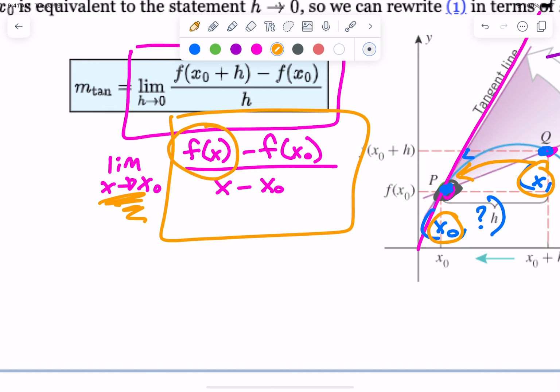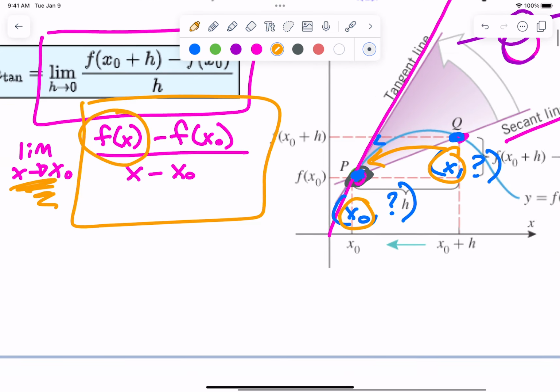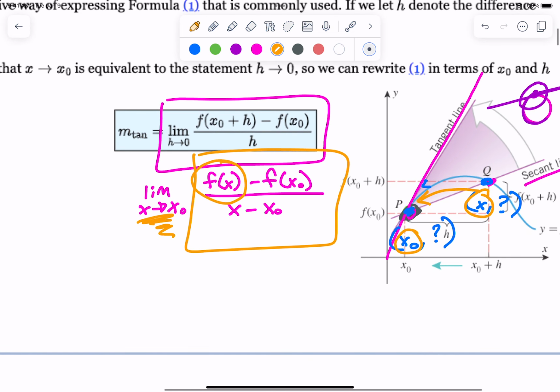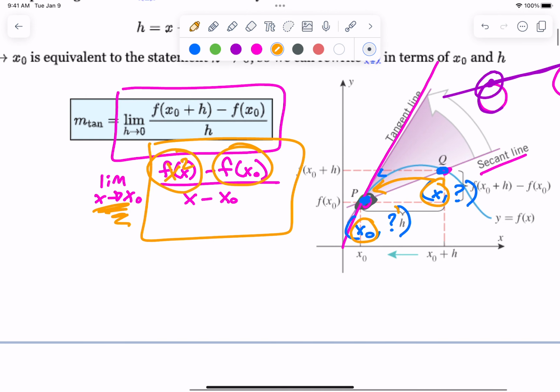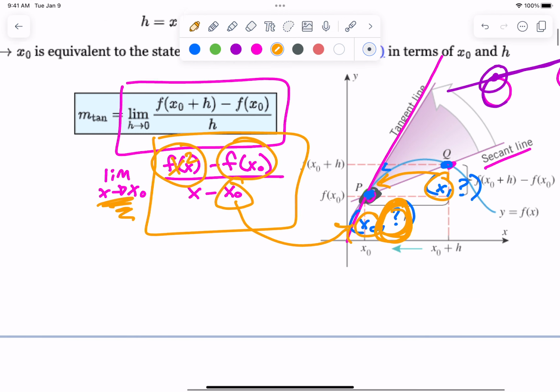So f of x is just the function that we're given, like x squared. That's what f of x is. f of x naught is just the y coordinate right here, and x naught is this coordinate here, the actual point. We're going to see this again in a second.